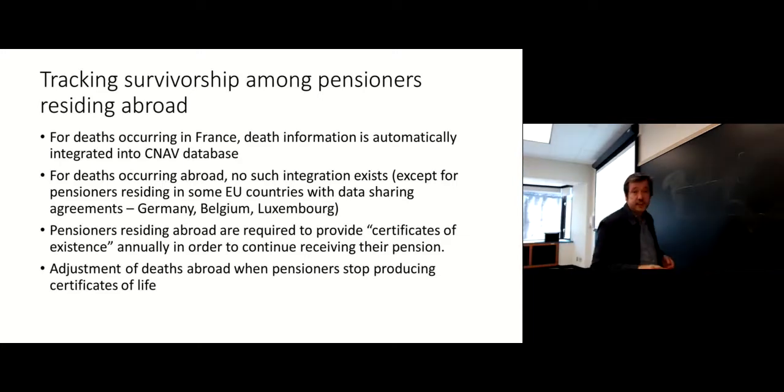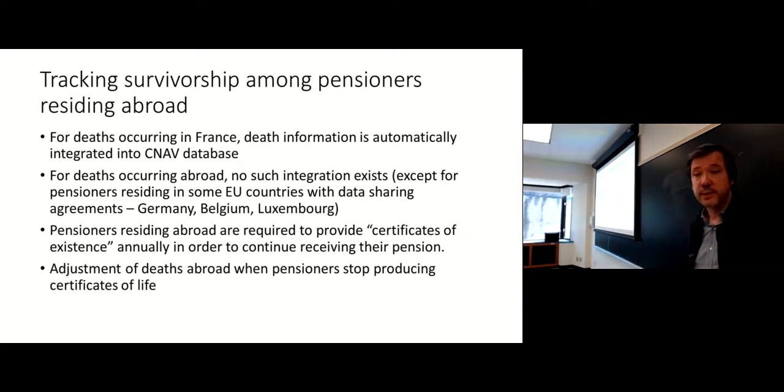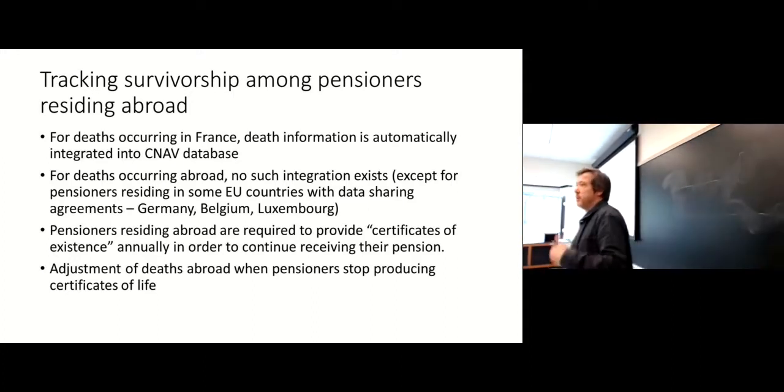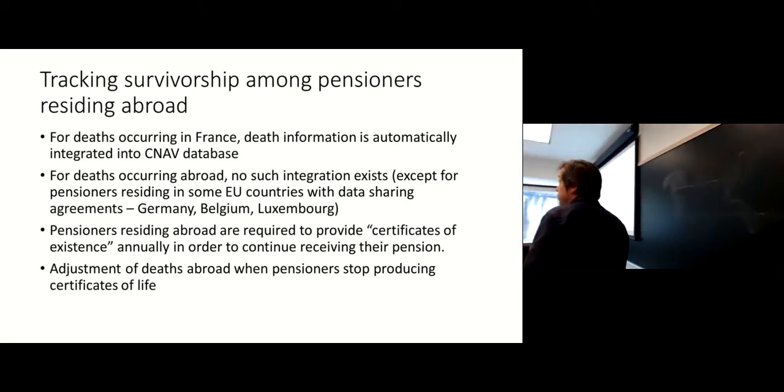For those outside who do not have these data sharing agreements, the survivors, the family, need to provide a local death certificate. And you can think, well, this is probably not thorough enough, and that's what the pension system believes, that it's not thorough enough. Because you can have fraud, and people have an incentive not to declare the death of the pensioner.